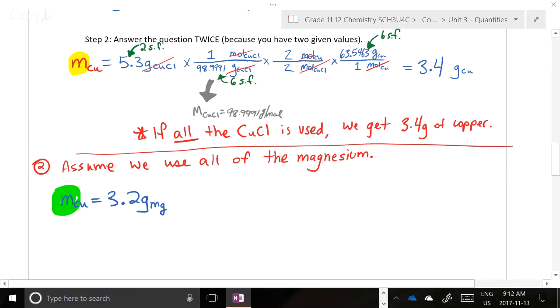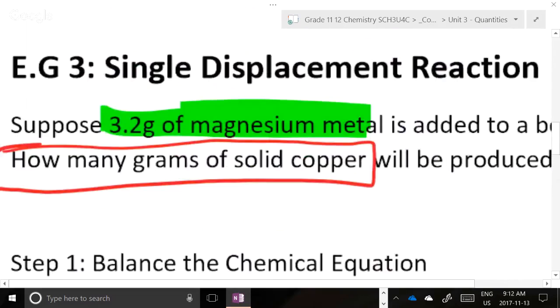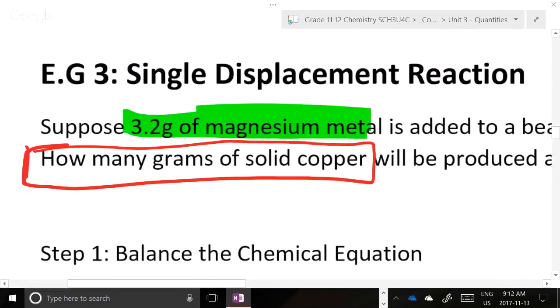But did we do it with magnesium? So did I get the number wrong? Yeah, so we have to do it again. We have to do the whole question again, but this time instead of starting with the copper chloride, we're starting with the magnesium.